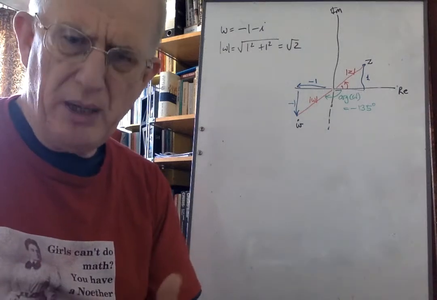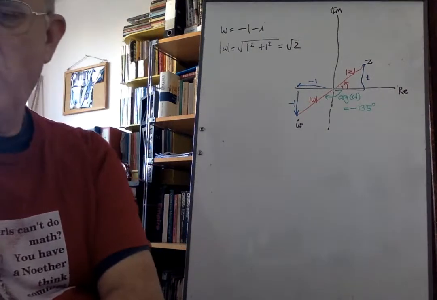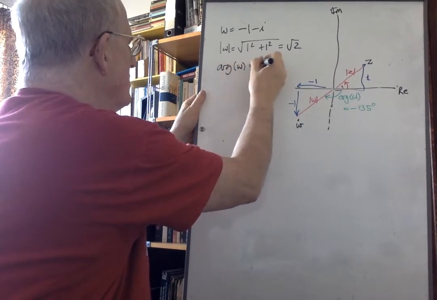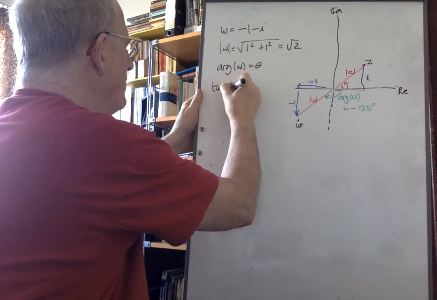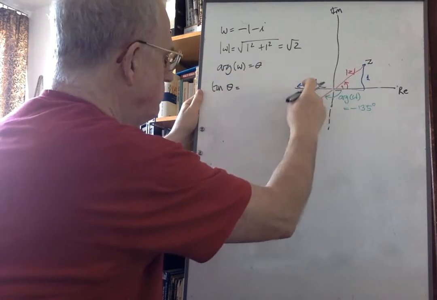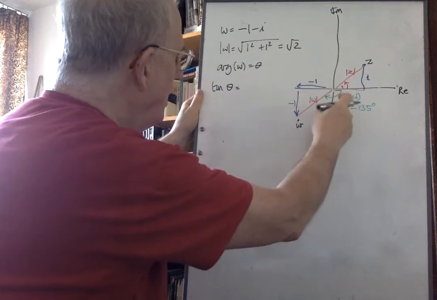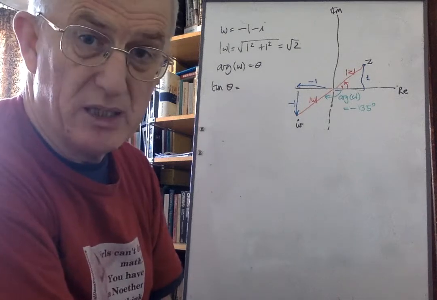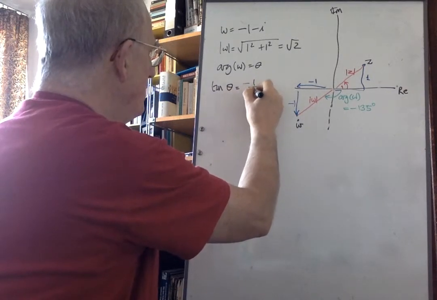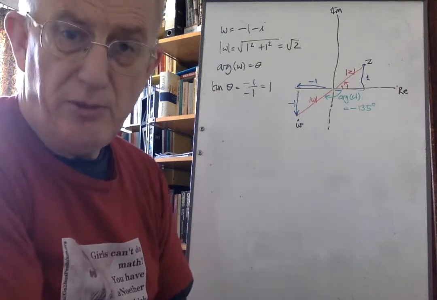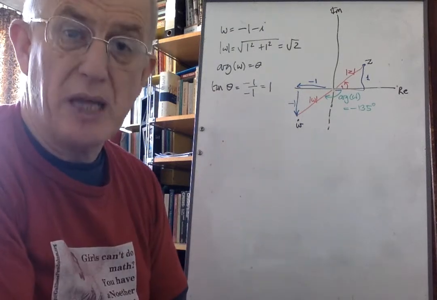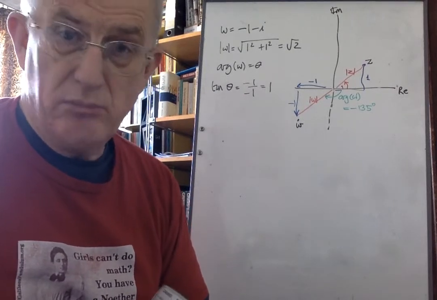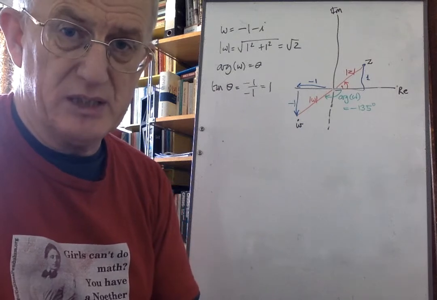Right, what would happen if we work that out in the calculator? Well, if we work it out in the calculator, we get argument of w is theta, and tan of theta, well, it's opposite over adjacent again, which is minus 1 over minus 1, which is 1 again. So if we put it into our calculator, we will get 45. We will get the wrong answer. The right answer is minus 135, and we would get plus 45 instead.